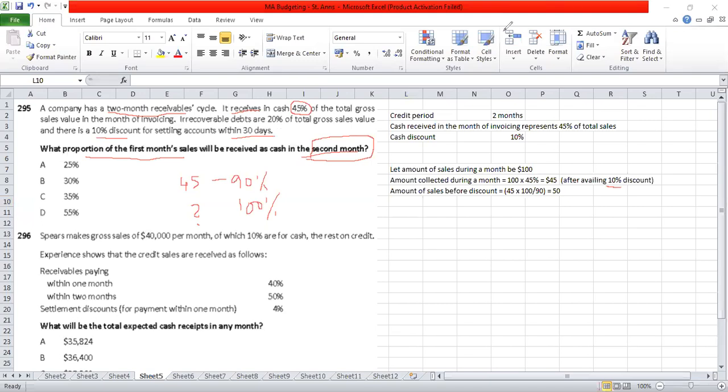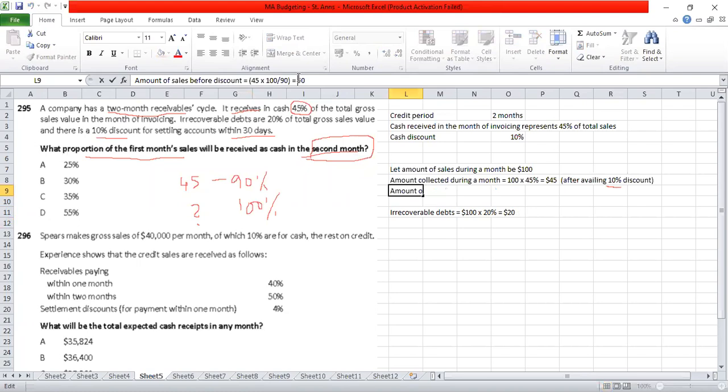So let's also write what is the bad debt. Irrecoverable debts represent $100 into 20%. So that becomes equal to $20. Anyway, that would not be received. Already out of 100, $50 worth of it is received during the first month. So the rest of it only will be received during the second month. So that is the point.